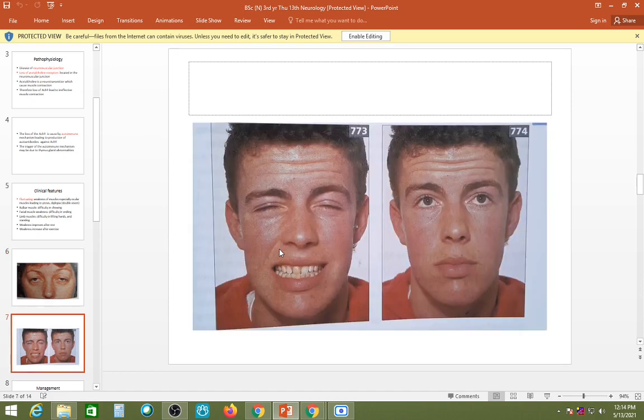This is the person who cannot smile properly because of weakness of the facial muscles. The full smile cannot be given because the facial muscles are weak. But the weakness is again fluctuating. It is going to be all right in the morning and after rest, and after some time when the person uses it, it is going to become more and more weak. Again after rest, it is going to improve. So this is the characteristic of myasthenia gravis.